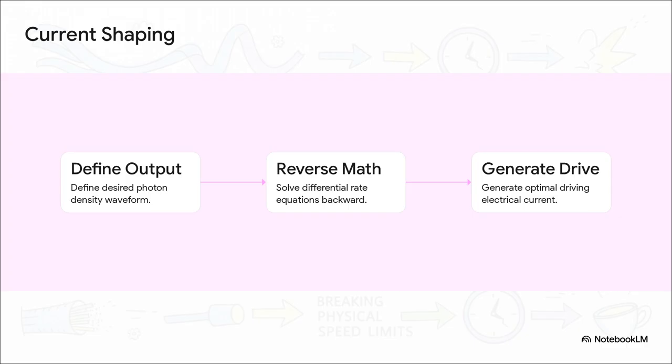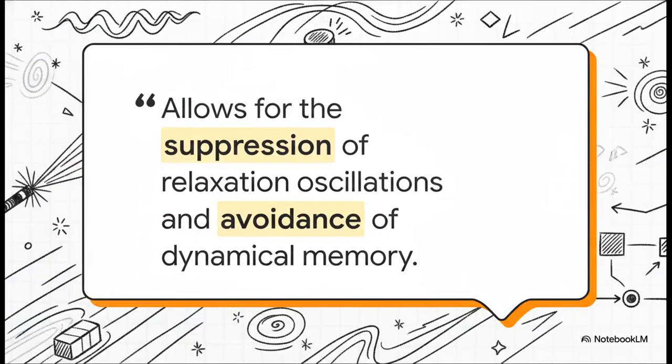This reverse math generates the absolute optimal driving electrical current. By meticulously controlling the state-space trajectory, they smoothly connect the off-state to the on-state, entirely bypassing those wild relaxation oscillations. As the researchers perfectly summarized, this technique allows for the suppression of relaxation oscillations and the avoidance of dynamical memory.